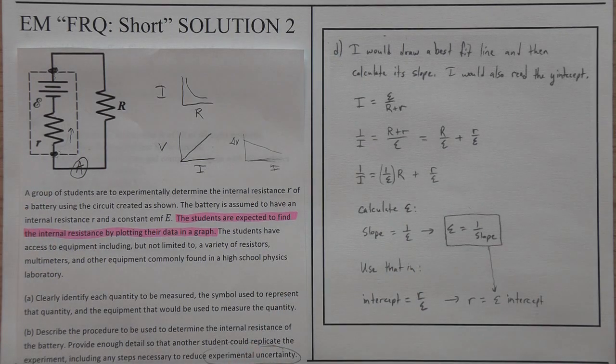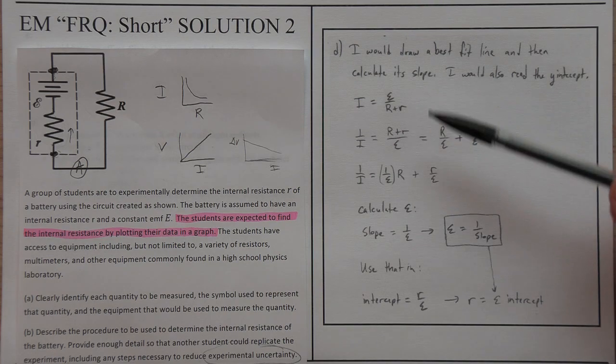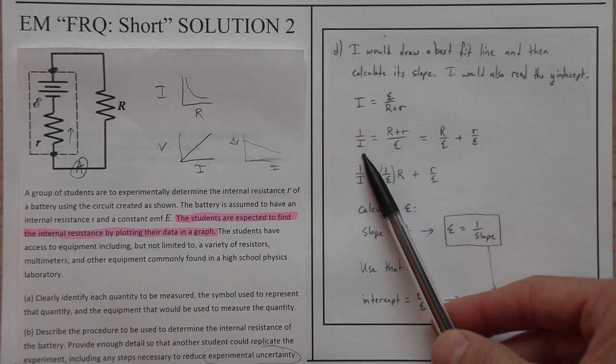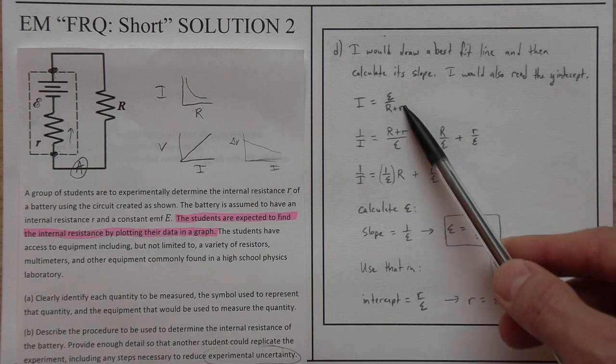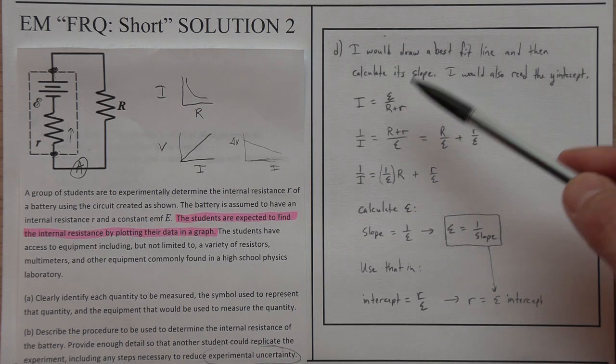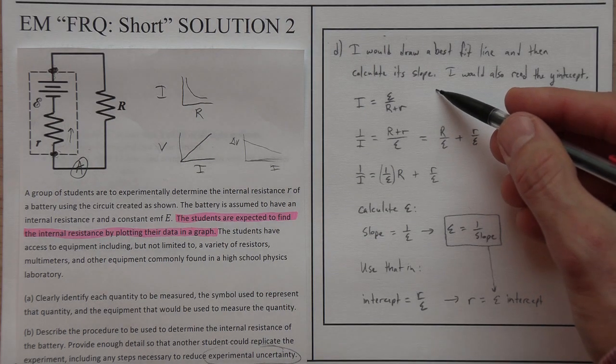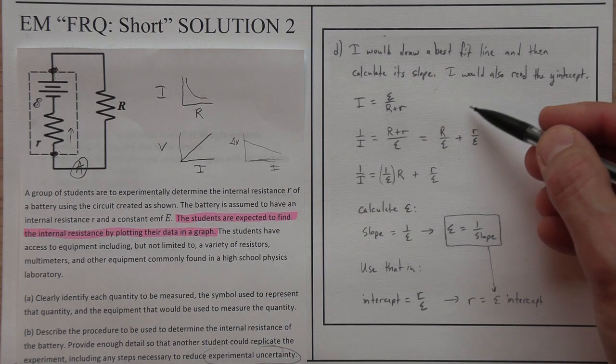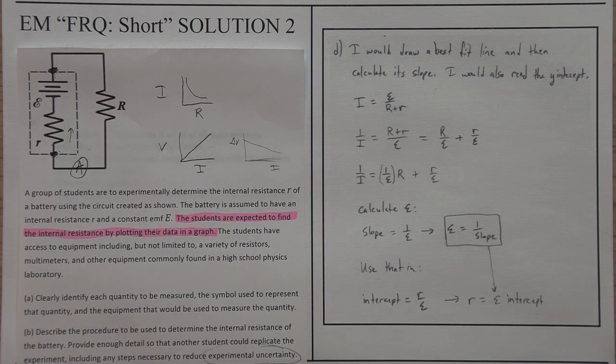This creates a curve, and I want a linear graph. So what I'm going to do is take the reciprocal of both sides: 1 over I on this side, and then the R's on top, and the EMF on the bottom. I can now split this up into 2 fractions. I could not have done that here. I couldn't have said EMF over R plus EMF over R here. That would not be correct algebraically.